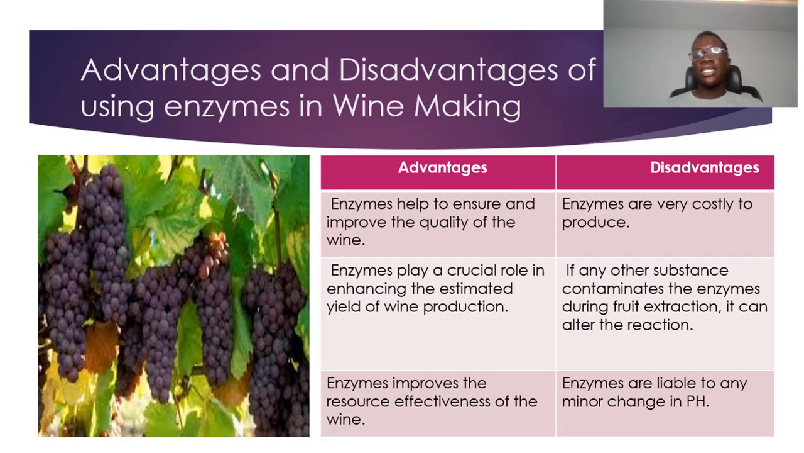The disadvantage is enzymes are costly to produce, very, very costly. It's not easy to get pectin or pectinase or any enzyme anywhere. If another substance contaminates the enzyme during the fruit extraction, it can alter the reaction. Let's say in the extraction of grapefruit juice, if a substance contaminates the extraction, it can completely disrupt the reaction.